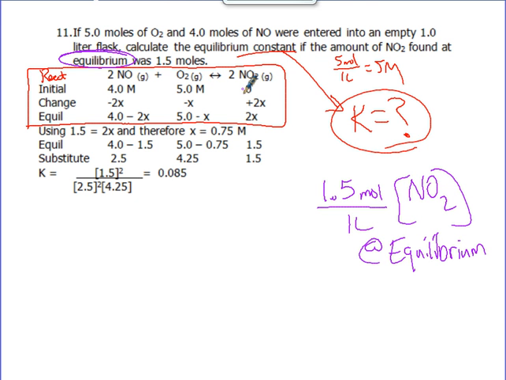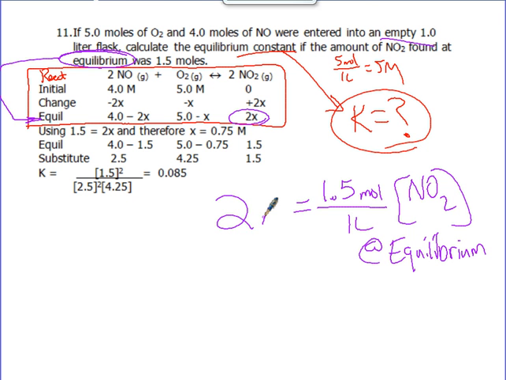It's not the initial data. Initially, it was empty, so there was no NO2. It's at equilibrium. It's here at equilibrium. So the NO2 at equilibrium is 1.5. Wait, but Mr. Murphy, you say it's 2x. Exactly. This is a beautiful thing.